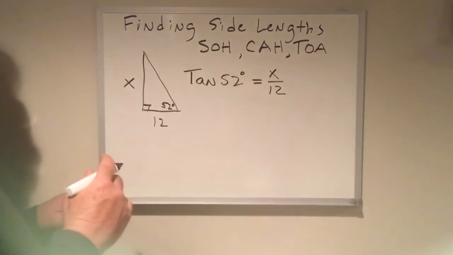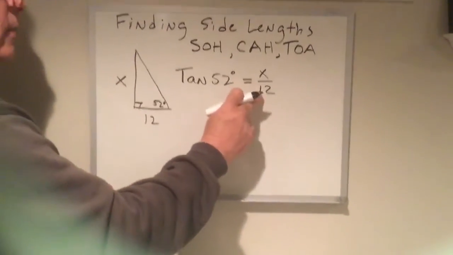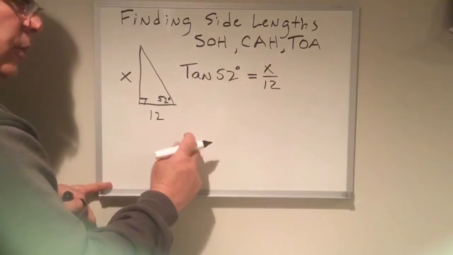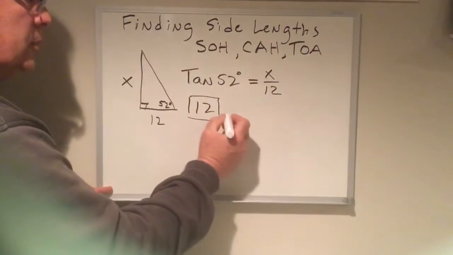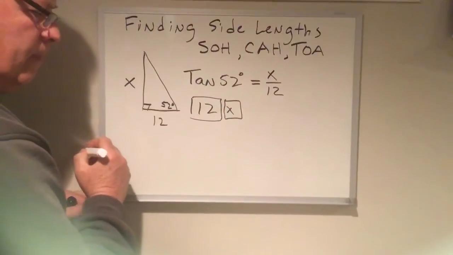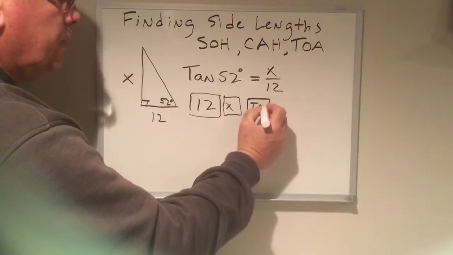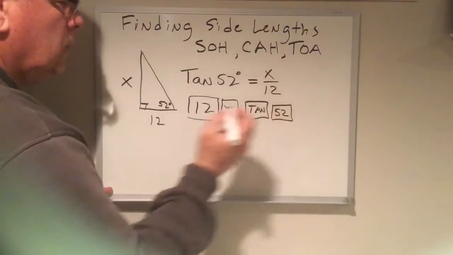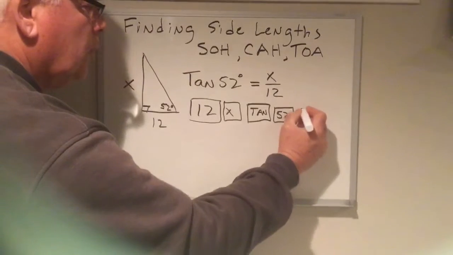Now in a problem like this, think of it as a proportion where you're going to cross multiply. You're going to take the 12 times the tan 52. So in your calculator, you're going to do 12, times, a multiplication problem, tan 52. Those would be two buttons, but I think we understand. 12 times tan 52, and then we're going to hit enter.